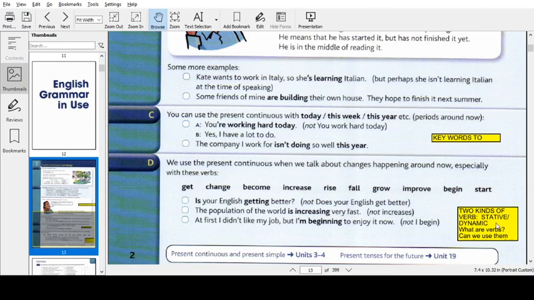I have also explained here. Actually these are the two kinds of verb, stative and dynamic. What are the verbs we can use with continuous? If not, why? For example, look here. This is get. Is your English getting better? Not do your English get better, because these particular verbs are used with present continuous instead of present indefinite.